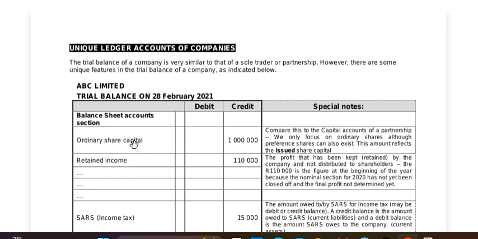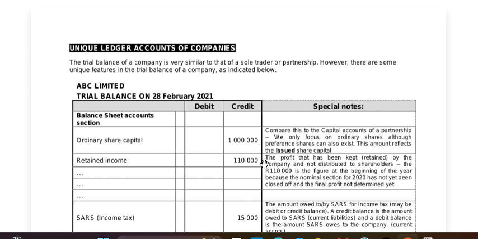First is ordinary share capital and retained income. These are under your owner's equity for a company. For ordinary share capital, you must compare this to the capital accounts of a partnership. Basically, they're the shares that have been issued or sold, and so this is the value of the issued share capital, the value of those sold shares.